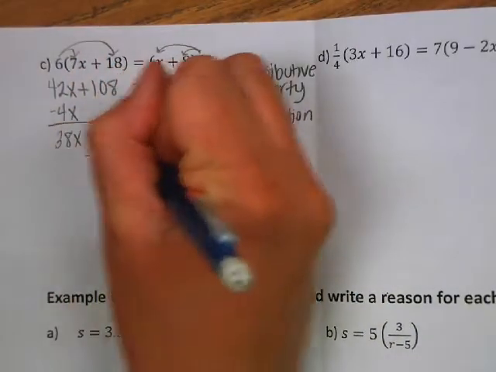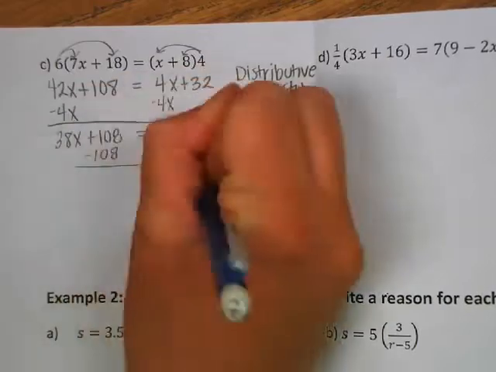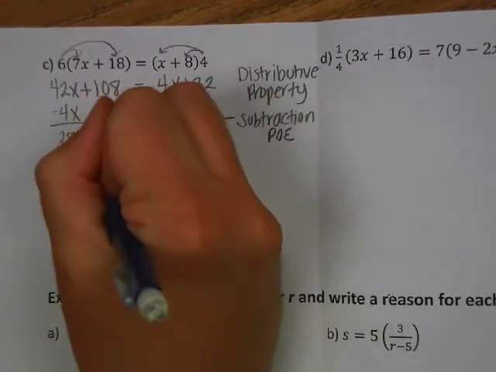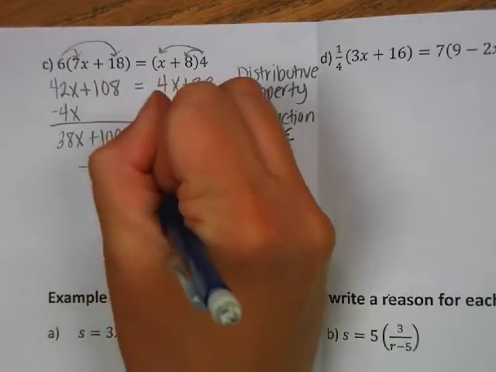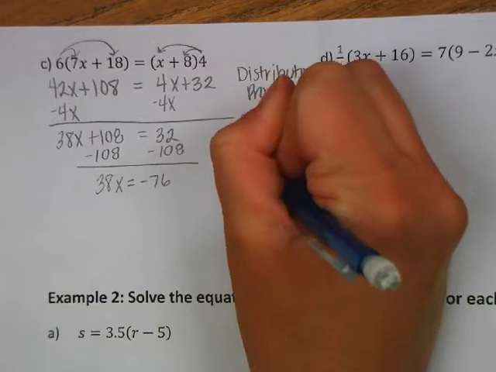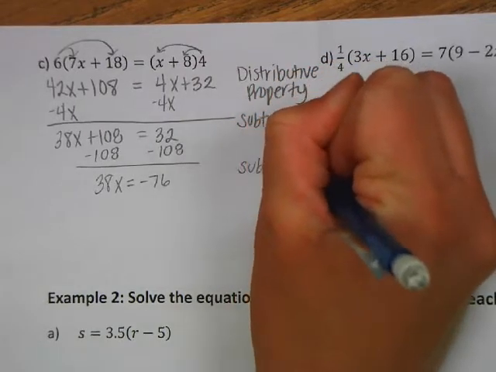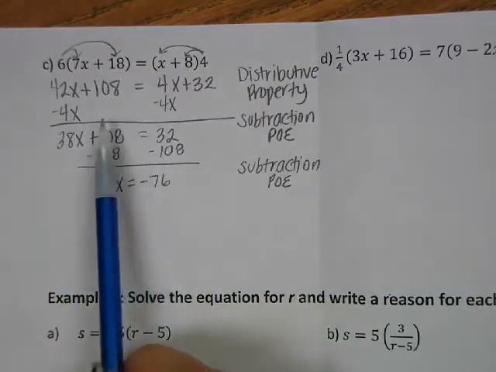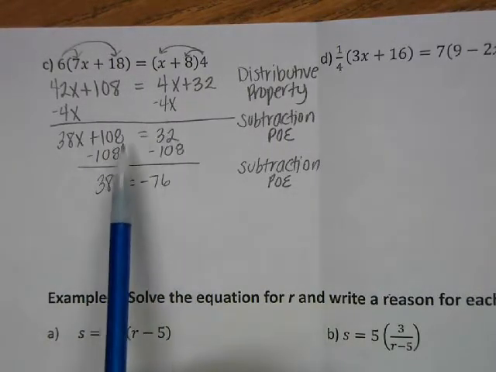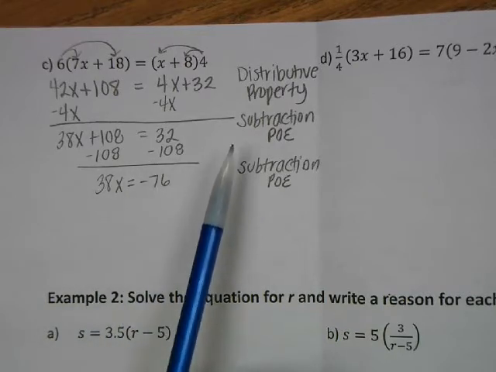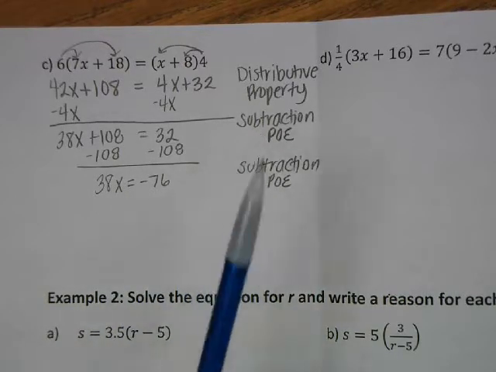Okay, then subtract 108 from both sides so that you can get all your constants on one side. So that's another subtraction property of equality. So notice we did it twice, once to subtract 4x from both sides and the next time to subtract 108 from both sides. So that's why it's listed twice.